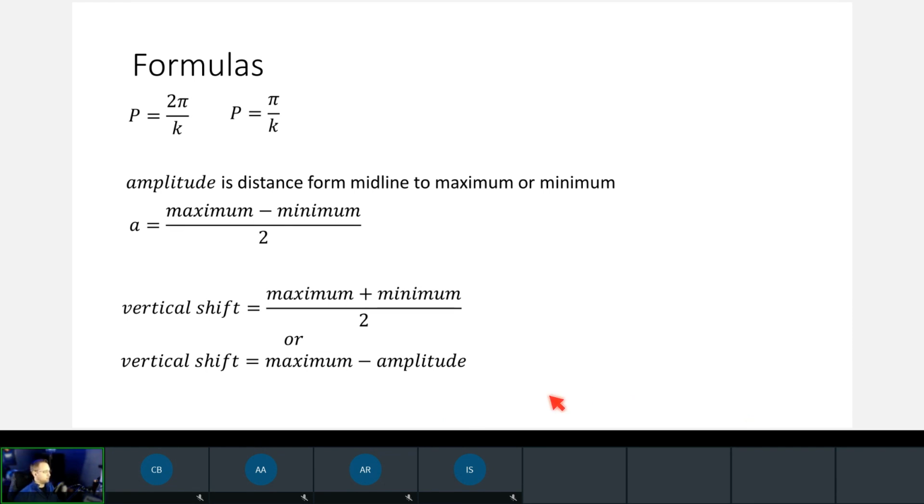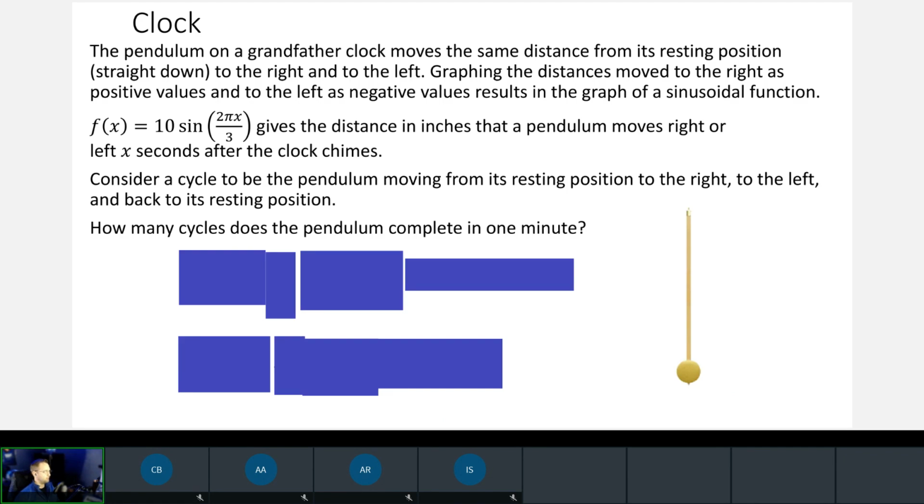Okay, and yes, you do have another quiz today. Yeah, after this lesson. All right, so first question, the clock. All right, volunteer wants to read this to us? All right, go for it, Emily.